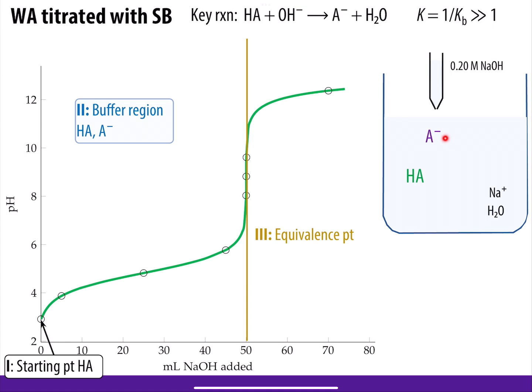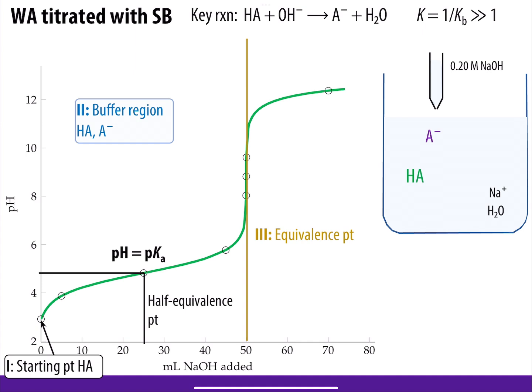You'll notice that this type of solution, where I have a significant amount of HA and a significant amount of its conjugate base A minus, is a buffer solution. So as soon as we start adding base to our weak acid, we enter this buffer region where the pH is nice and flat over a pretty long stretch, in this case maybe about 5 to 45 milliliters of NaOH added. In the buffer region, we again have a buffer, and so the pH in the buffer region could be calculated with the Henderson-Hasselbalch equation.